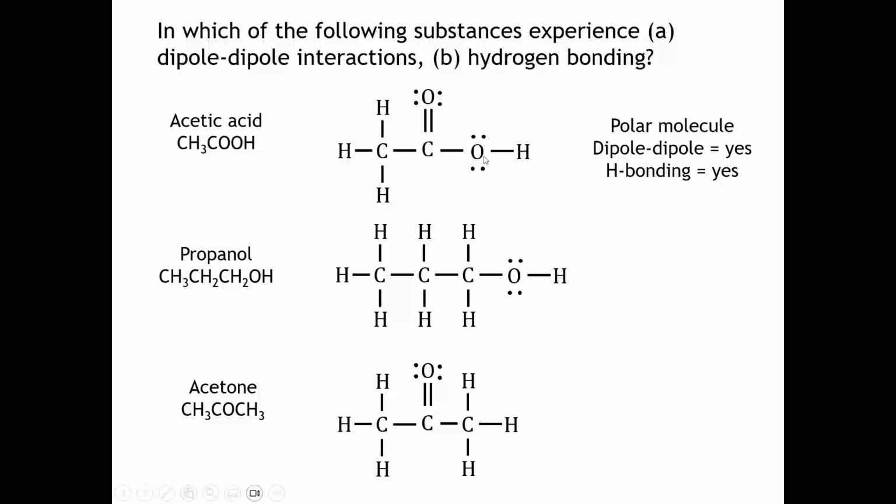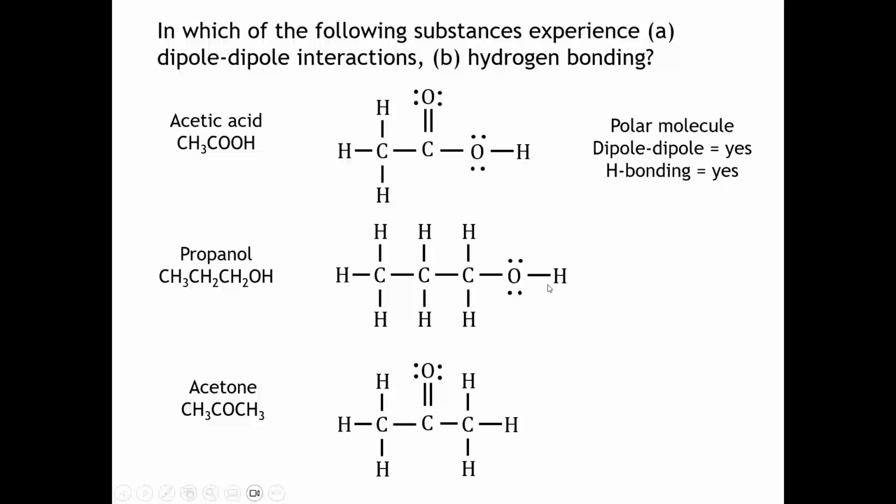We need hydrogen bonded to either oxygen, nitrogen, or fluorine, and we have that in acetic acid. And then somewhere in the molecule, we need a non-bonding electron pair on one of those electronegative atoms, and of course you see that we have that. So acetic acid can definitely hydrogen bond to other acetic acid molecules.